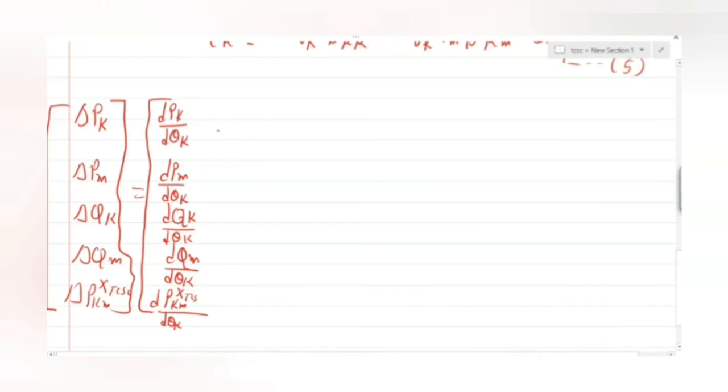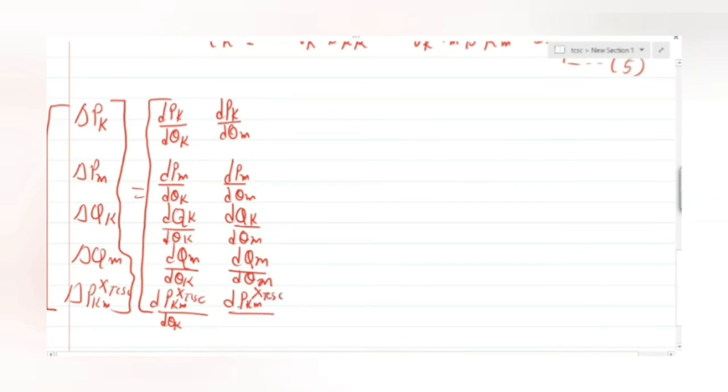Similarly, for the second column, it is del Pk upon del theta m, for the m bus del Pm upon del theta m, del Qk upon del theta m, del Qm upon del theta m, and the last one is del Pkm x TCSC divided by del theta m.